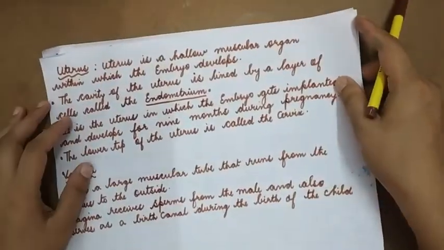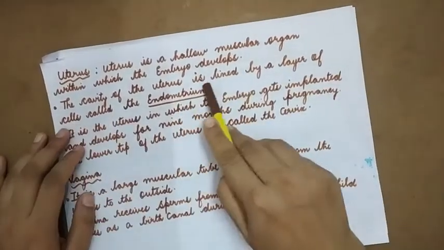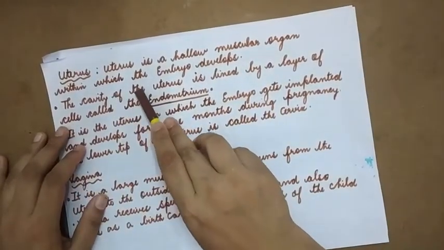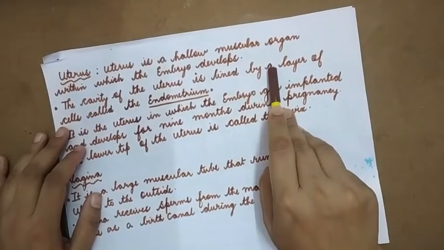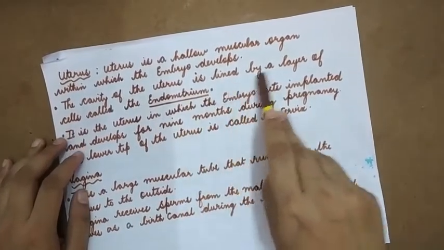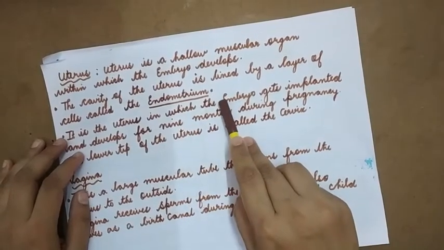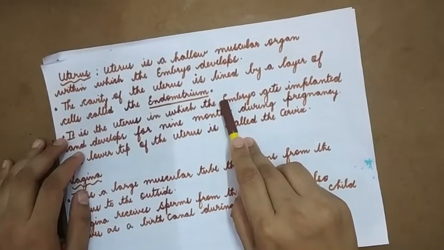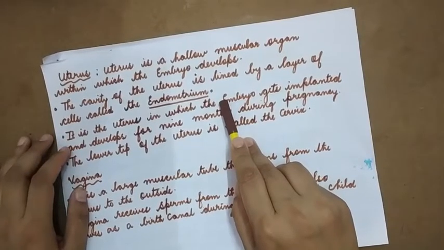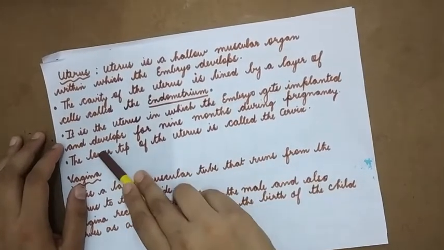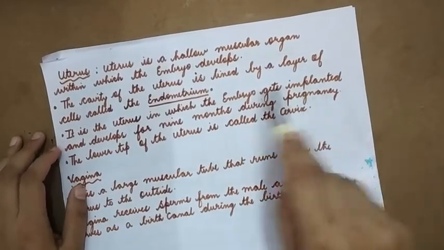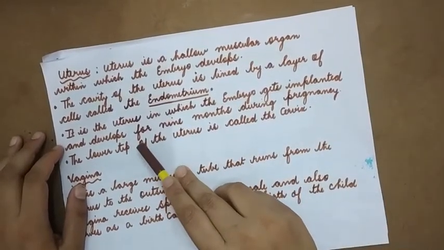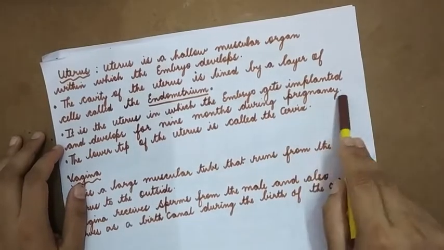Next, moving on to the uterus. The uterus is a hollow muscular organ within which the embryo develops. The cavity of the uterus is lined by a layer of cells called the endometrium. Once a zygote is formed, it gets implanted or attached in the uterus and development takes place there. It is in the uterus that the embryo gets implanted, means gets attached, and develops for 9 months during pregnancy.